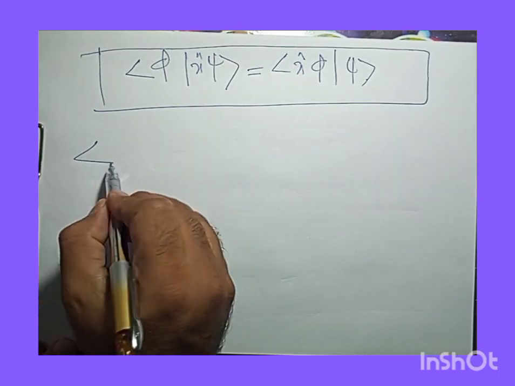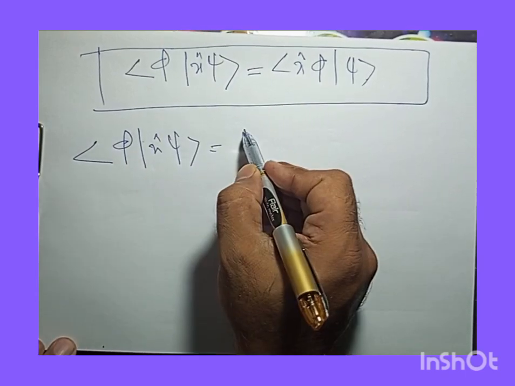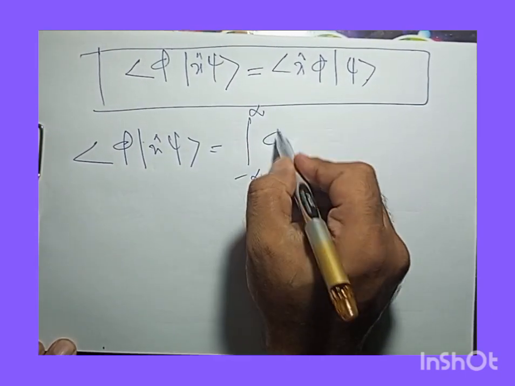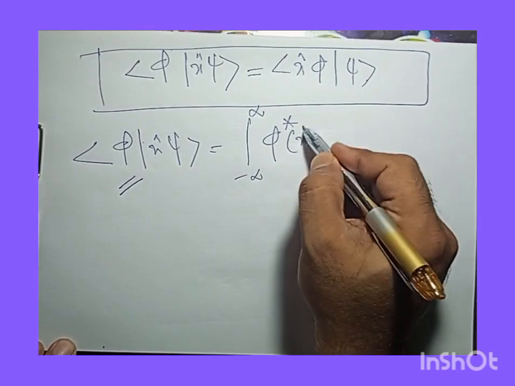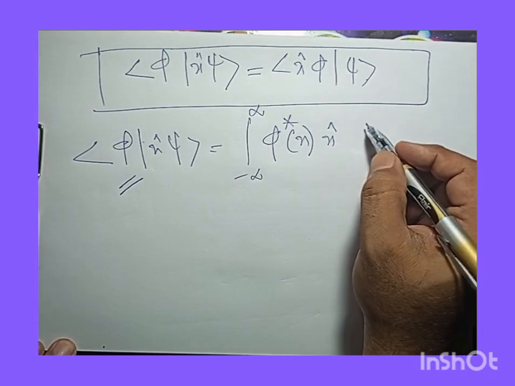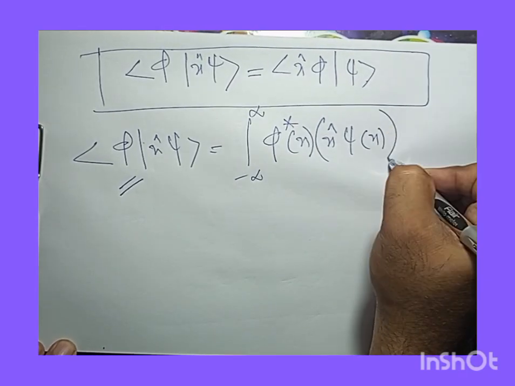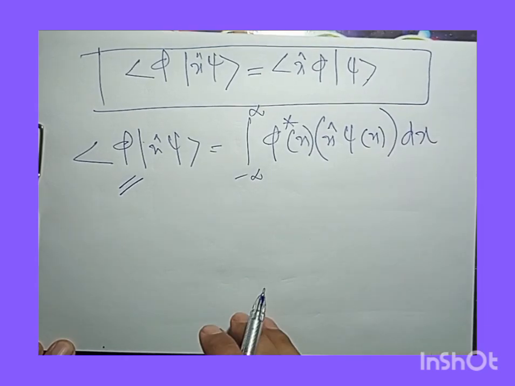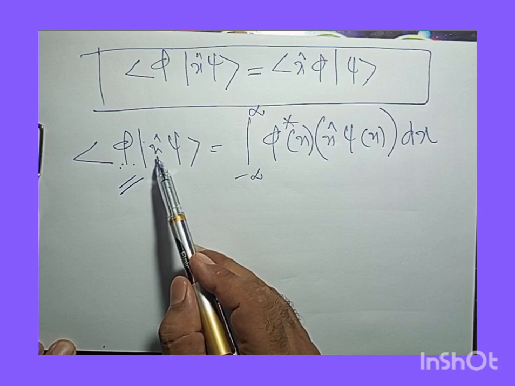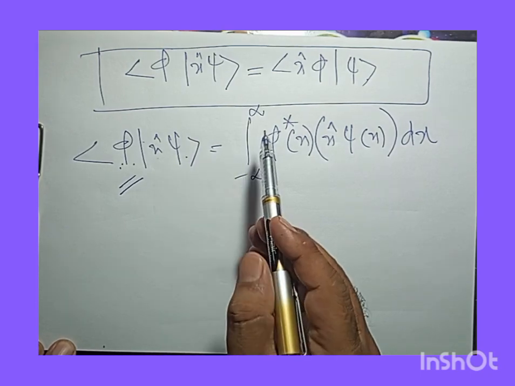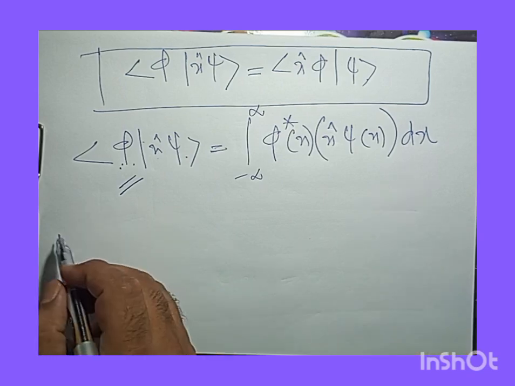And we can write down this expectation of phi, x cap and psi, as the integral from minus infinity to infinity of phi star of x, this is the bra, then we have x cap, and then we have psi of x, and then dx. So this is the bra of phi and the ket of x cap of psi. We can write this in integral form like this.